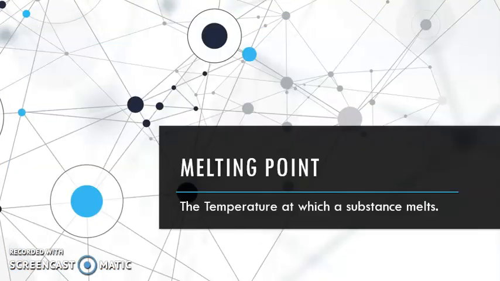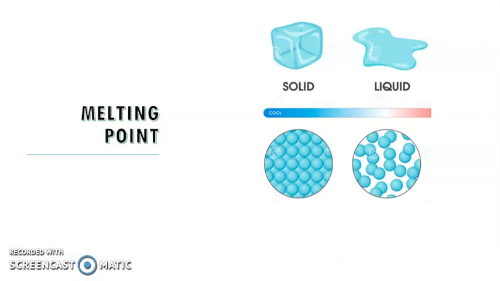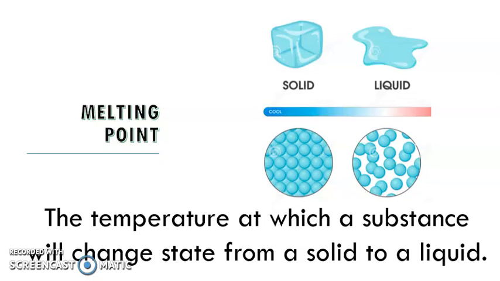So now off to our first property, melting point. Melting point is one of the easiest things that we can actually compare in chemistry because all we have to do is melt the substance and monitor the temperature. So melting point is the temperature at which a substance will melt. Again, all we need to understand about melting point is that it's the temperature at which a material is going to transition from being a solid into a liquid.